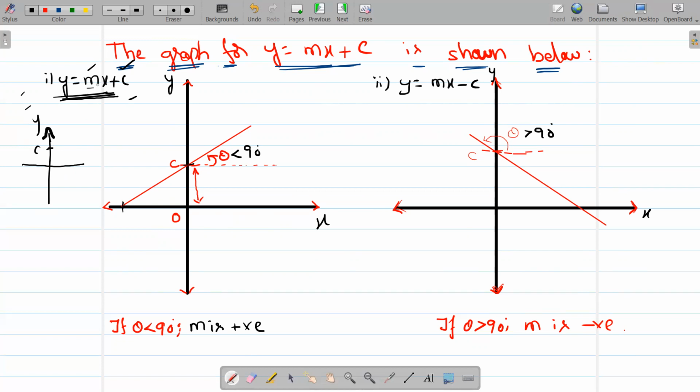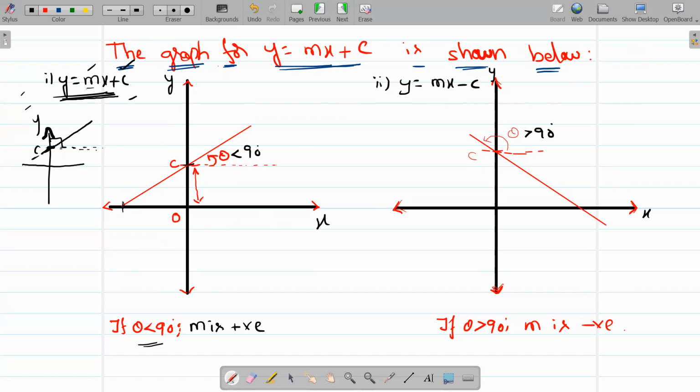We have to take that the slope is positive. The slope is positive means you have to understand that theta will be less than 90. Theta is the angle between the positive x-axis and the line. So if you draw a horizontal line from this point C and measure the angle from this positive x-axis, this angle will be 90. So for a slope to be positive, that angle should be less than 90, that means between this horizontal line and vertical line, somewhere between these two, like this.